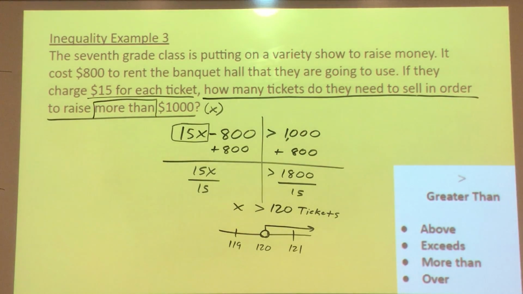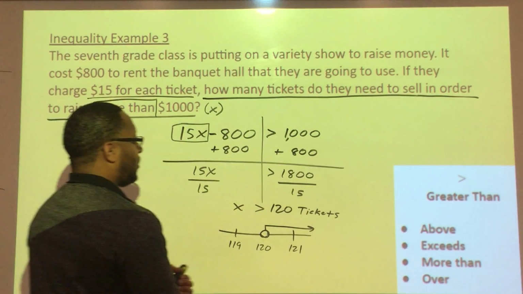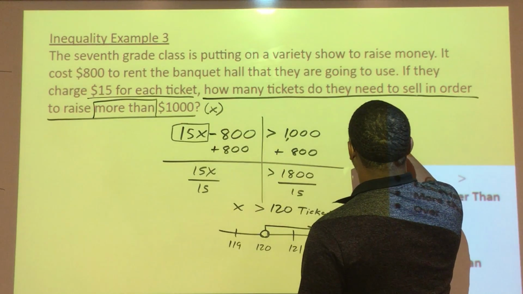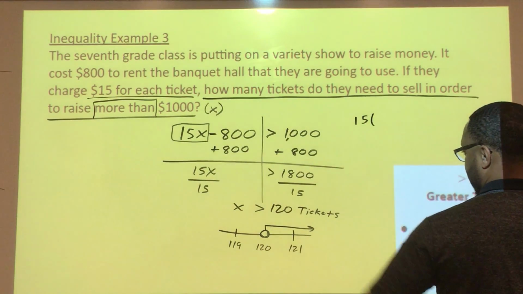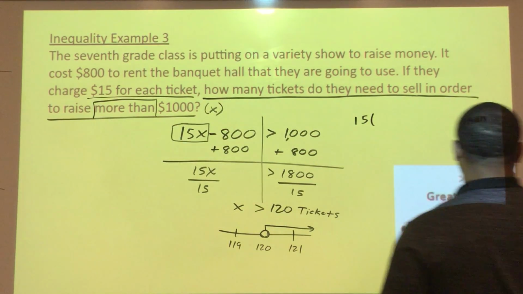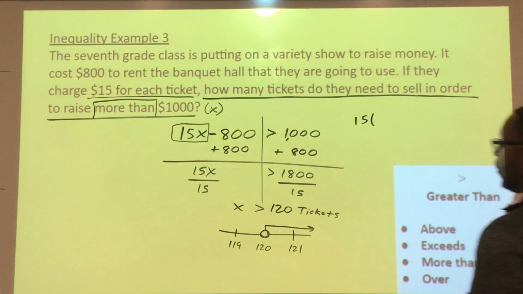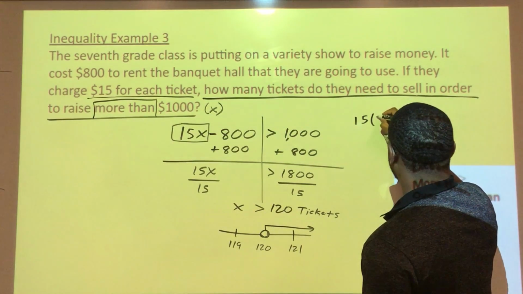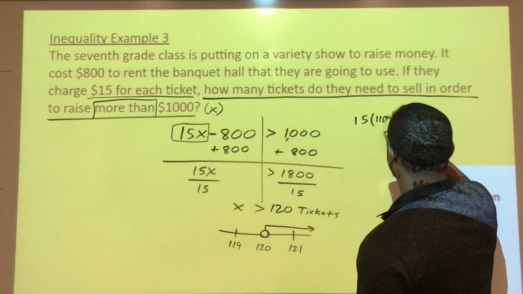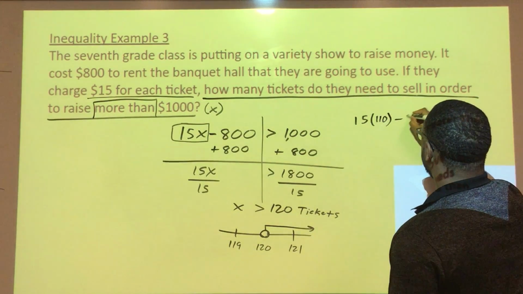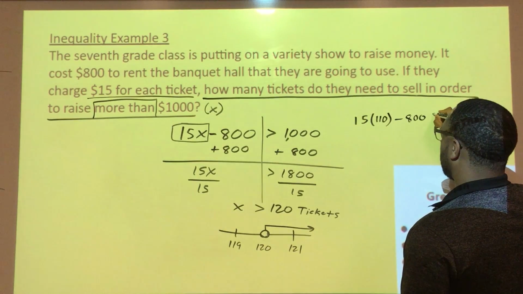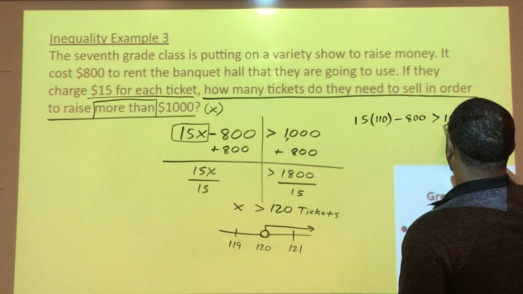So I want you to plug in some different numbers into this inequality and prove it. And what you're going to find is that when you plug in a number that is less than 120, you will not be able to afford it. Let's go with it. Let's choose a number like 110 tickets. We'll say 15 times 110 minus that 800 needs to be greater than 1,000.